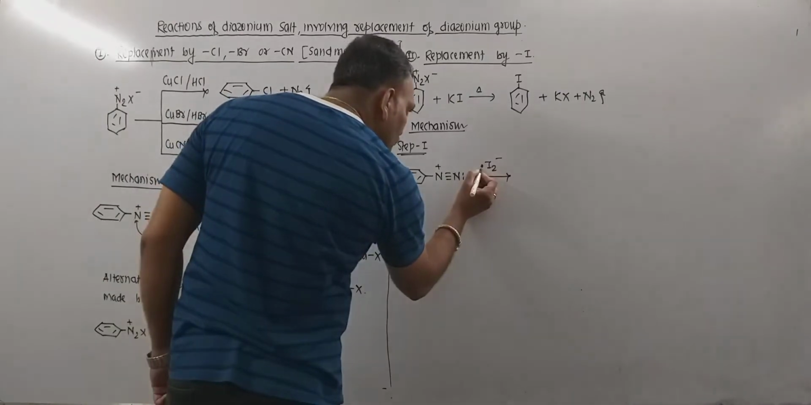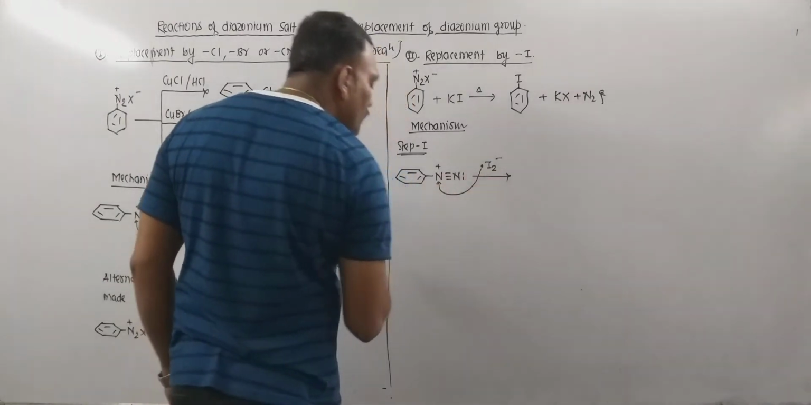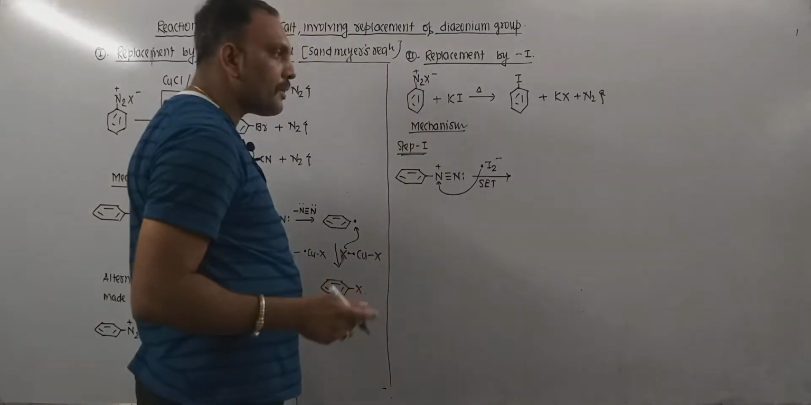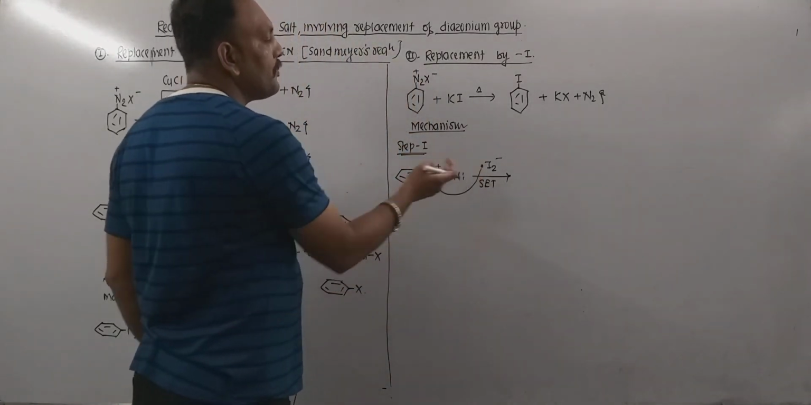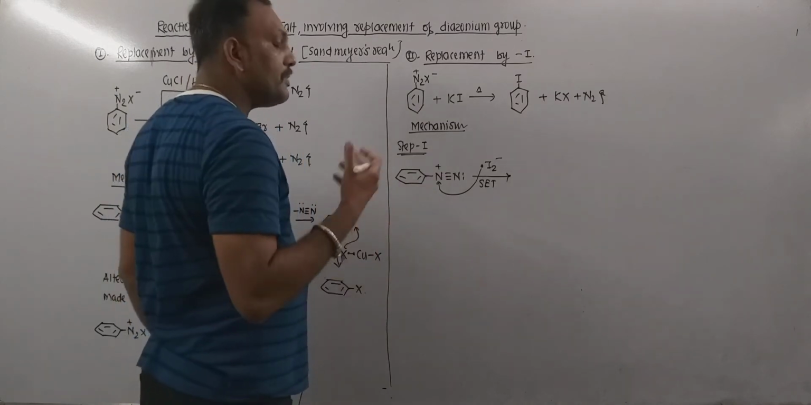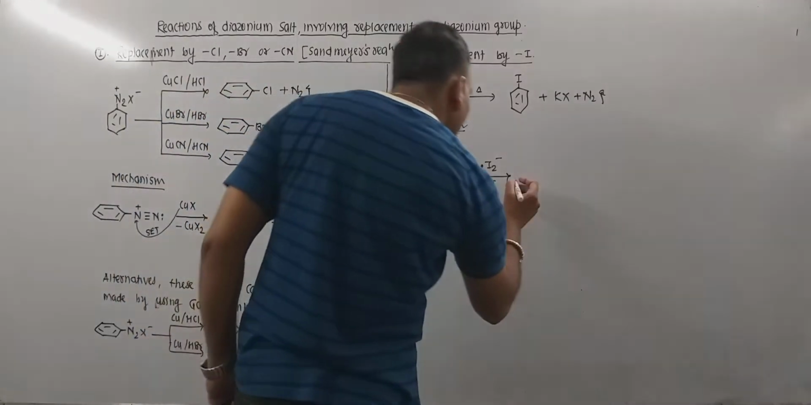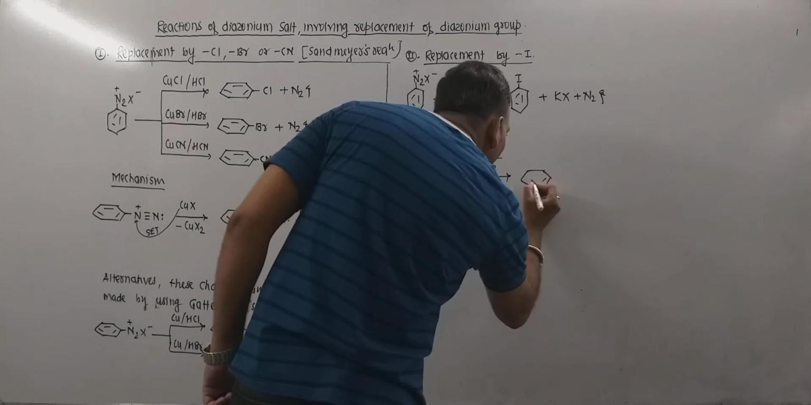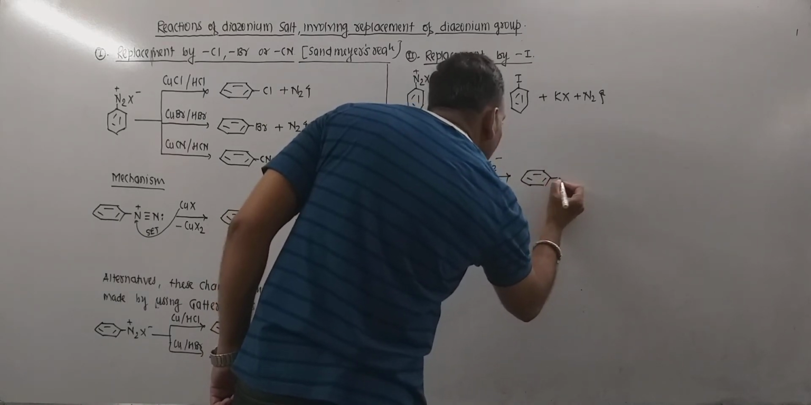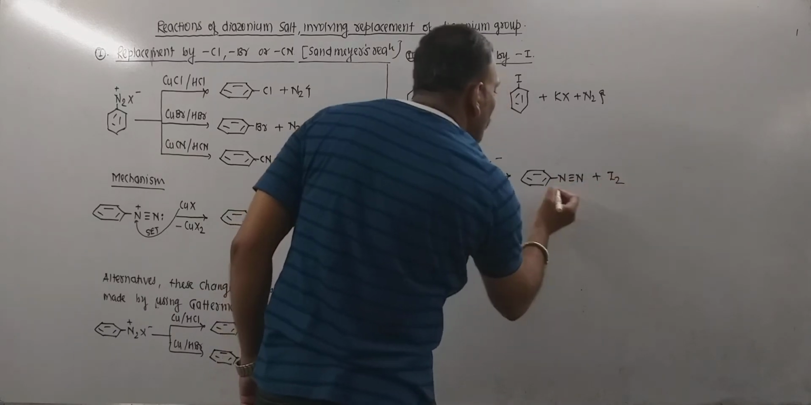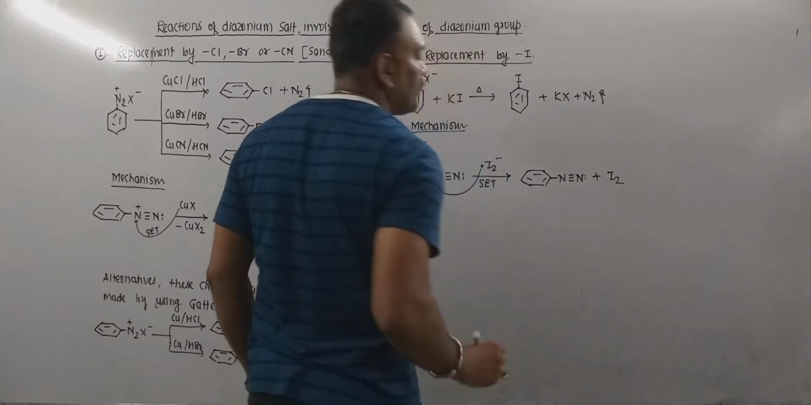Now this species transfers a single electron to the nitrogen. Remember, this is the single electron transfer step, and by accepting that electron, the charge on nitrogen gets nullified, and this leads to the formation of a species that can be given in this manner. So this is the species so obtained.